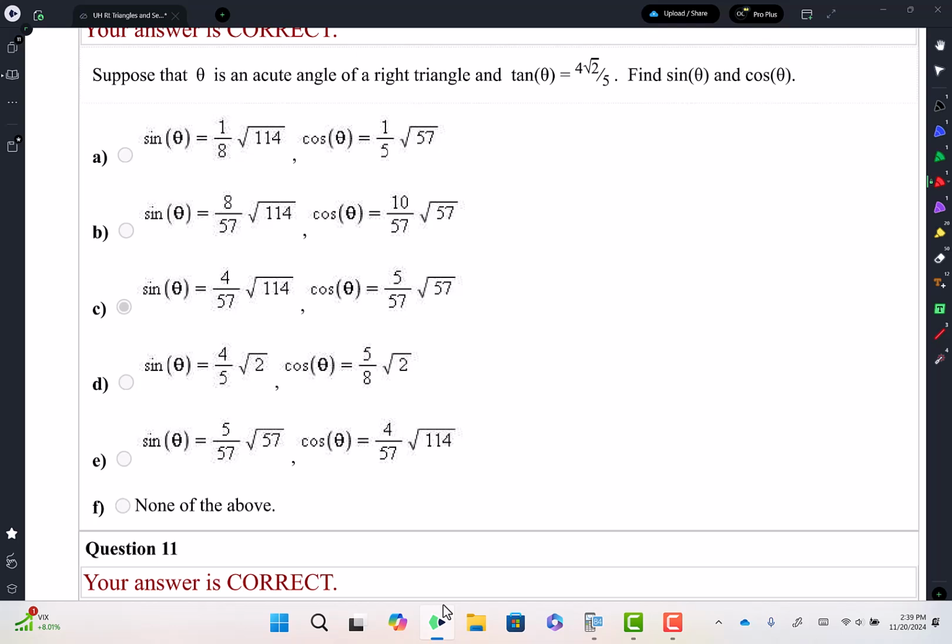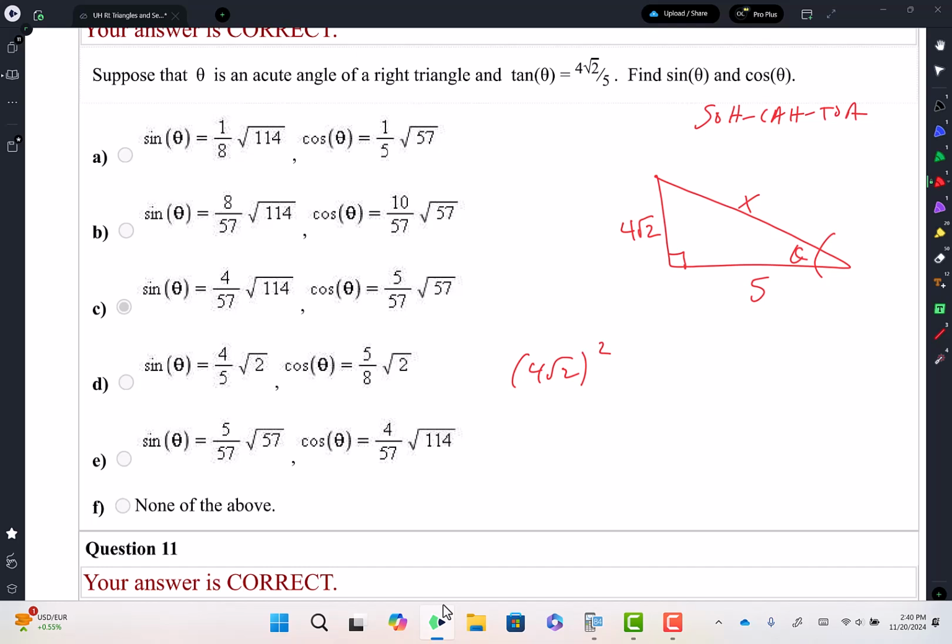All right. Suppose that theta is an acute angle of a right triangle and tan theta equals 4 square root of 2 over 5. Okay, SOHCAHTOA. I'm going to draw a triangle, and here's my angle. Tangent is opposite over adjacent. So opposite is 4 square root of 2 and adjacent is 5. Do you guys see what we did? I need the hypotenuse, so I'll call it x. I'm going to go 4 square root of 2 squared plus 5 squared equals x squared.